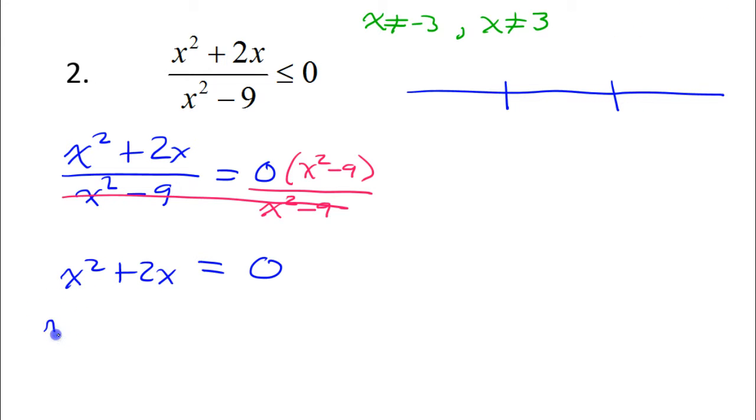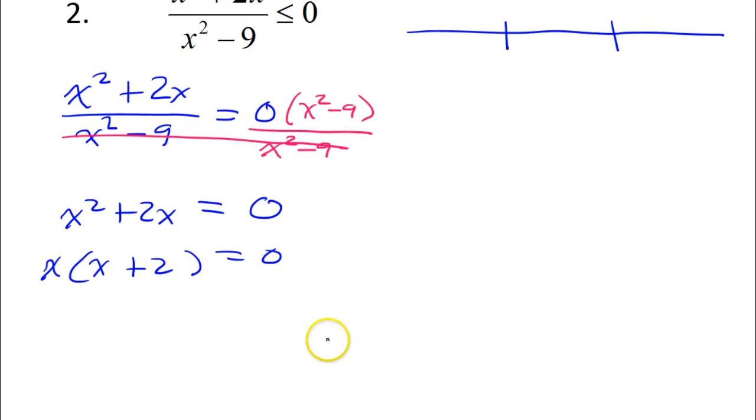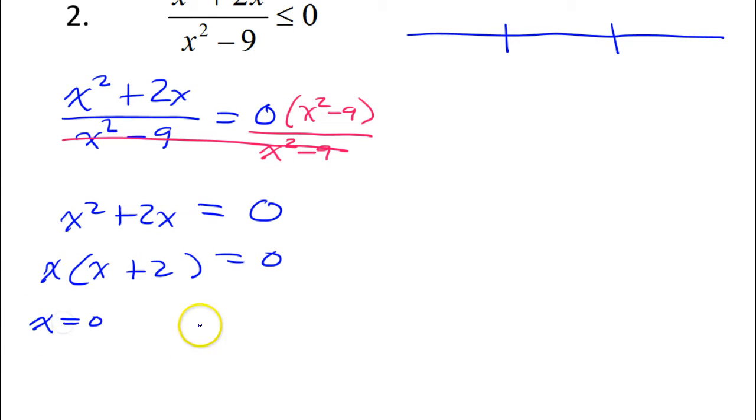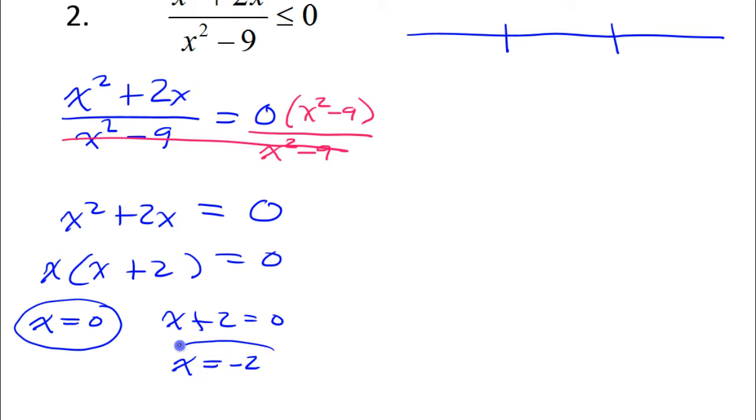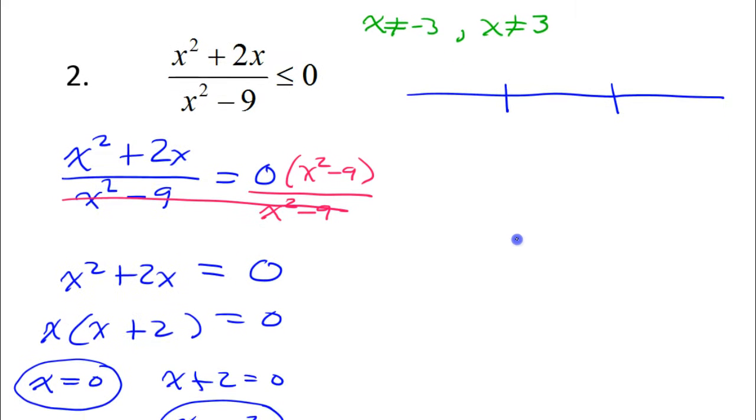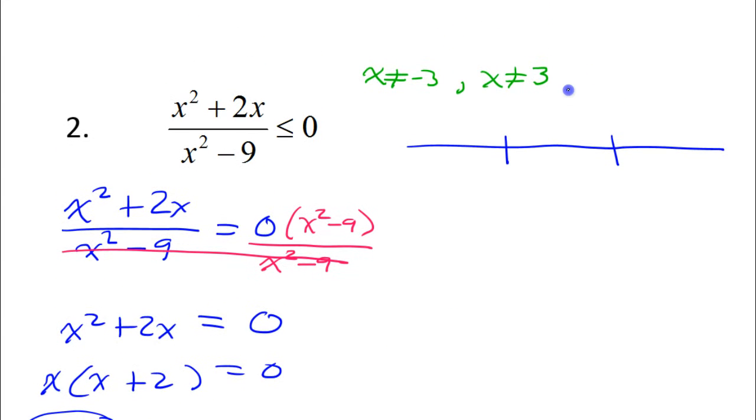The way you solve this is by factoring out the GCF. So that's going to leave x plus 2. If I set each of these equal to 0, then right away I have x equals 0, and here I have x equals negative 2. So these values will also go on the number line. Okay, so let's see, we have 0 and negative 2. So these are the 4 values that are going to go on my number line.